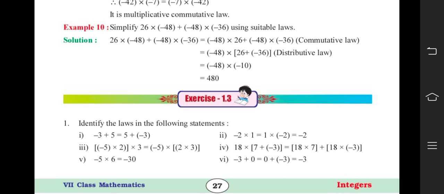I will send this picture to your group. You should write the identity laws. Okay, ma'am? That is the homework for you. Already I told. Okay? You can write it and send it to my WhatsApp number. That is the homework for you. Did you understand the class today, students?